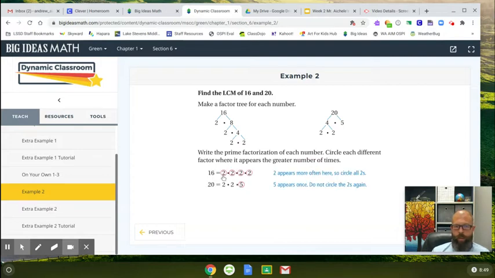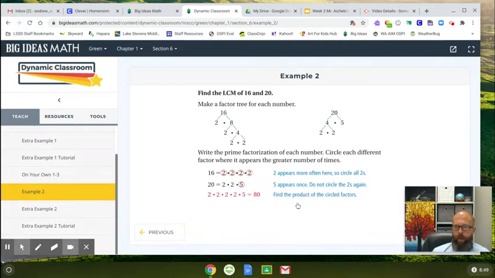So 16, here are our factors. 2 appears more often here, so circle all the 2's. 2 also appears on the 20, so that's what it's talking about. It appears more often on the 16. So that's why we're going to circle all 4 of those. 5 appears once, so do not circle the 2's again. So we're going to circle the 5 here.